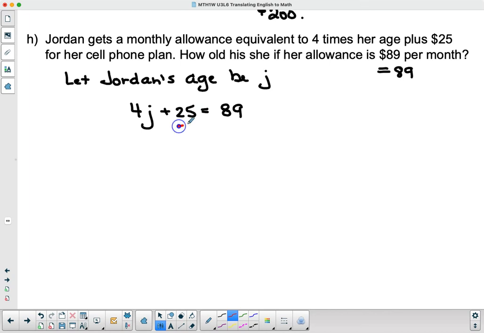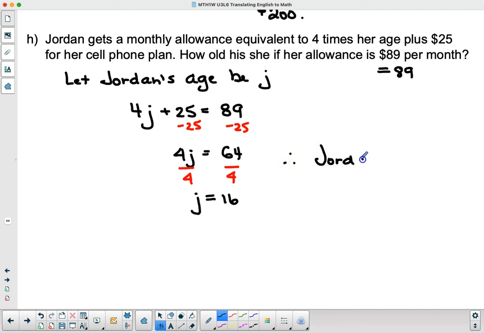And this should be pretty straightforward to solve. I'm going to subtract 25 on both sides. So that gives me 4J left over and 64 when we do 89 minus 25. And 64 needs to be divided by 4 when we divide by 4 on both sides to get the J by itself, which means that Jordan is 16. 64 divided by 4 is 16. So therefore, Jordan is 16 years old.